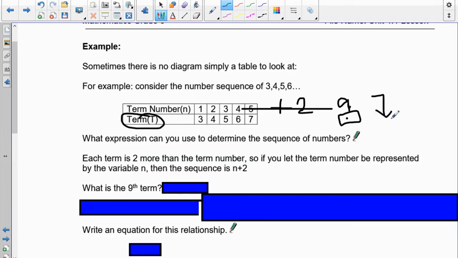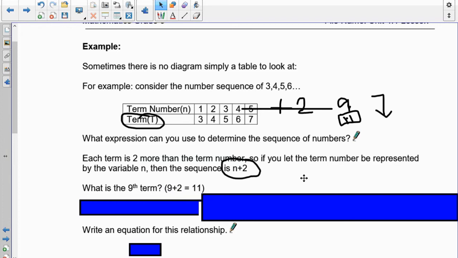So to go from here down to there, we know that in order to get our term, we have to take the term number and add 2 to it. So this is 9. Adding 2 would mean this would have to be 11. All right, so the 9th term is 9 increased by 2, which is 11.